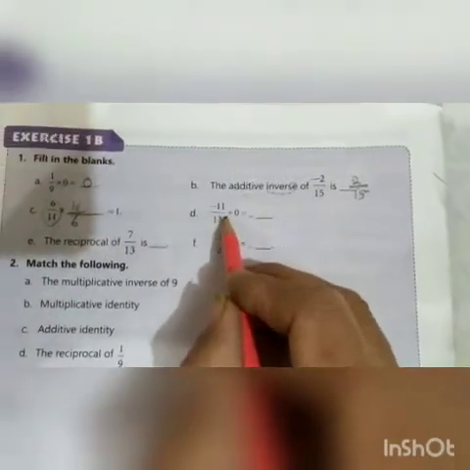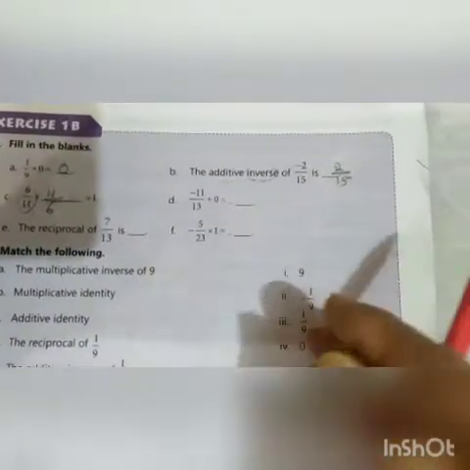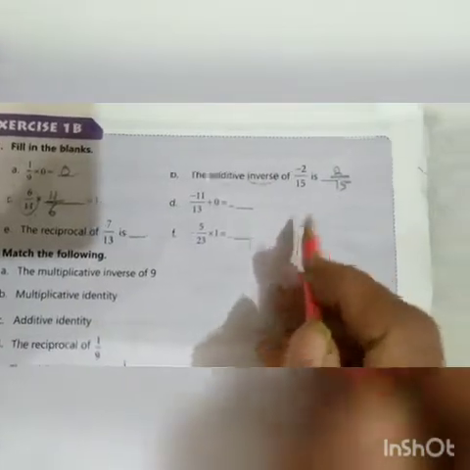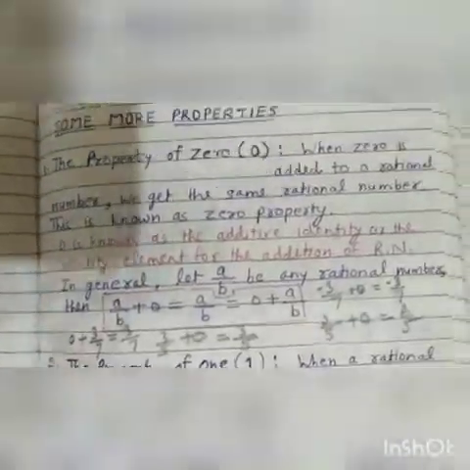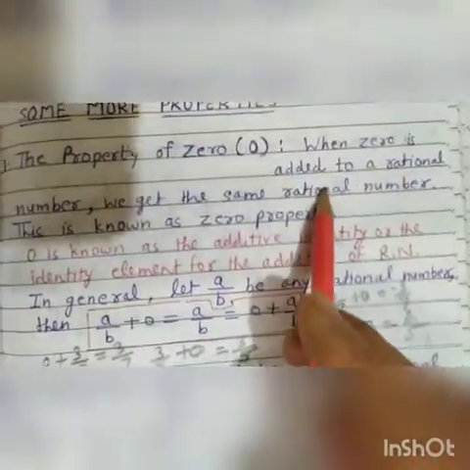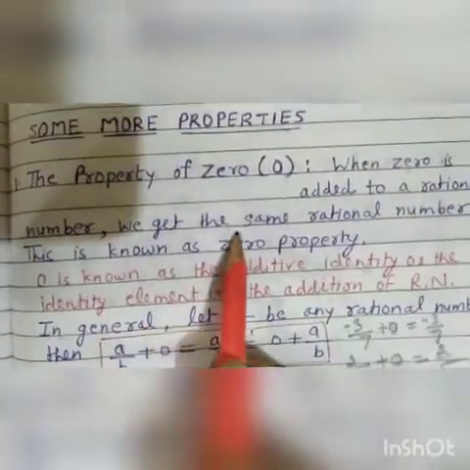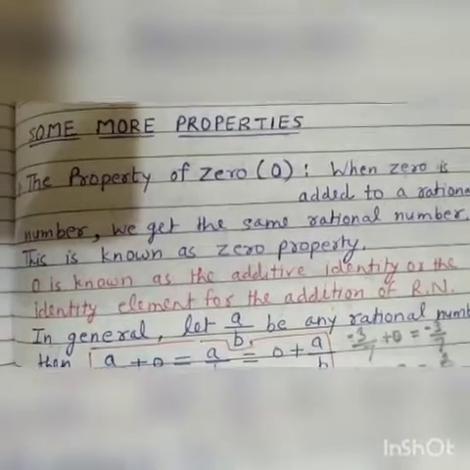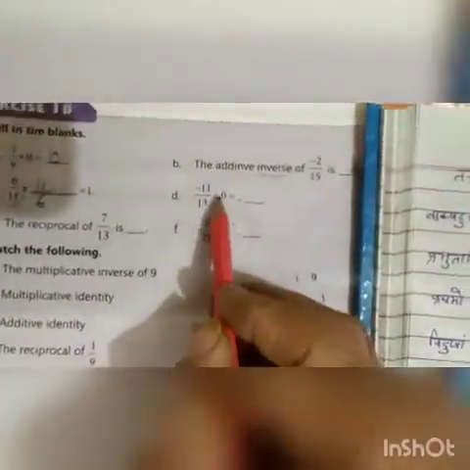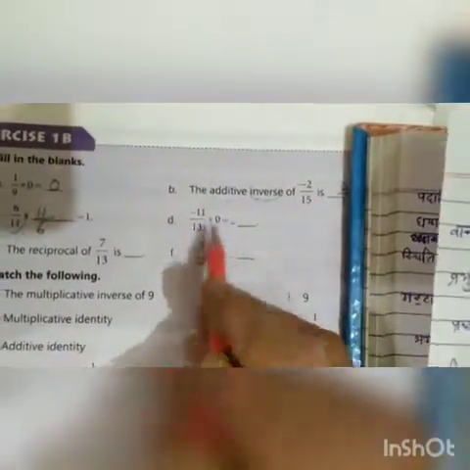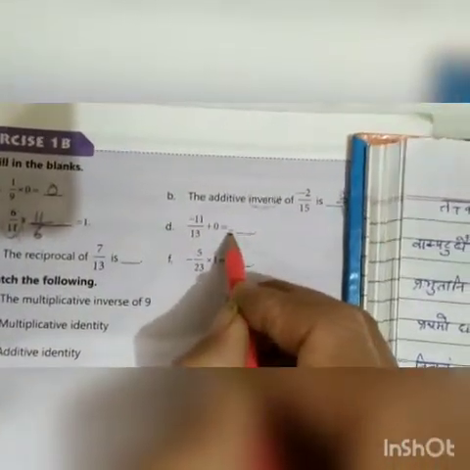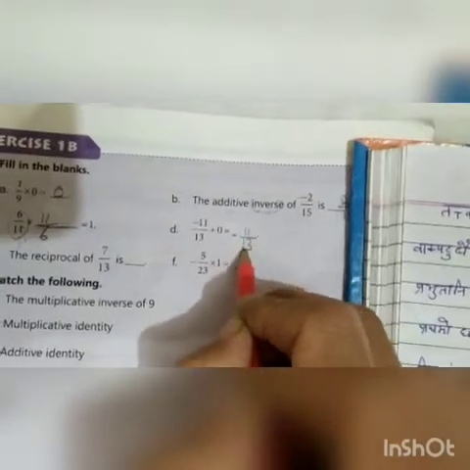Minus 11 upon 13 plus 0. Just now I explained to you 0 as additive identity. See here, the property of 0. When 0 is added to a rational number, we get the same rational number. This is known as the 0 property. So same thing is here. When we are adding 0 to minus 11 upon 13, we will get minus 11 upon 13.